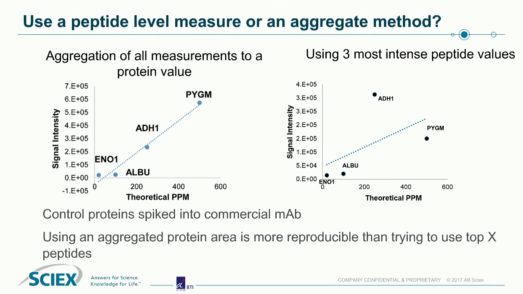We looked at using the aggregate levels, which is the graph on the left-hand side here, against the three most intense peptides. What we found is that aggregating all of the measurements together to a protein value does give us better reproducibility when we look at standard proteins compared to the three most intense peptides.